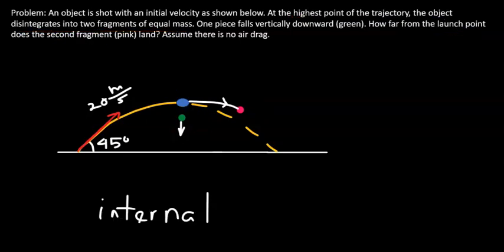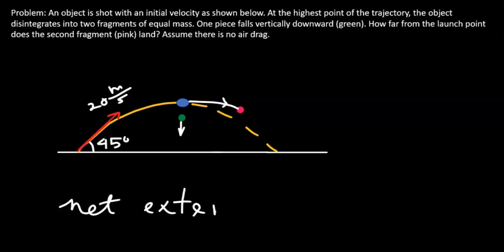The forces that cause disintegration are internal forces. So they are forces that act on one part of the system due to the other part of the system. The net external force that is acting on the system is the gravitational force.